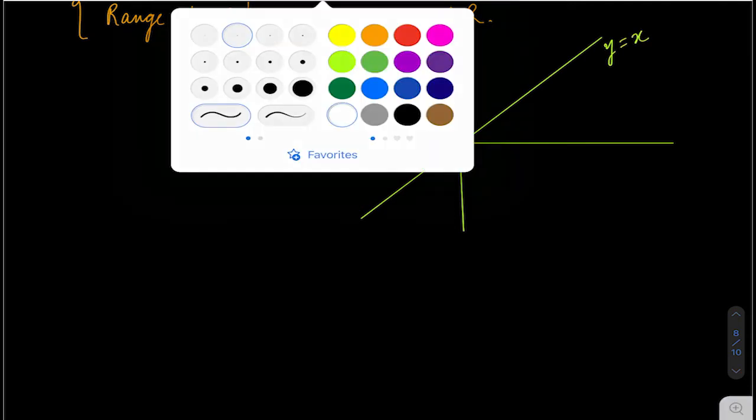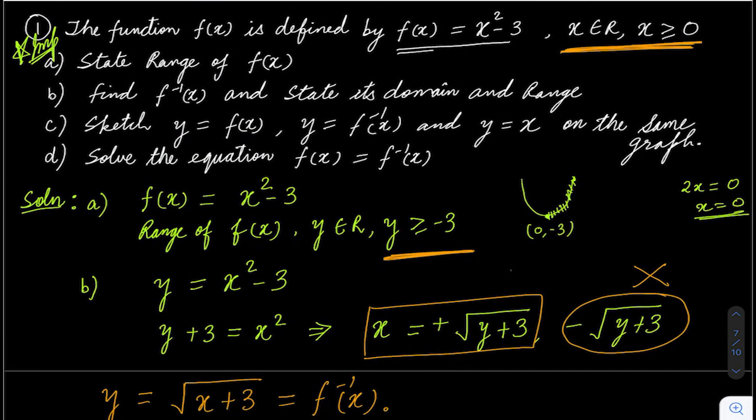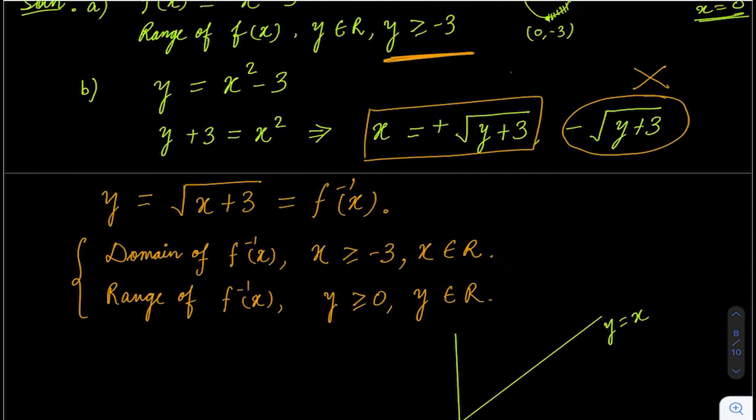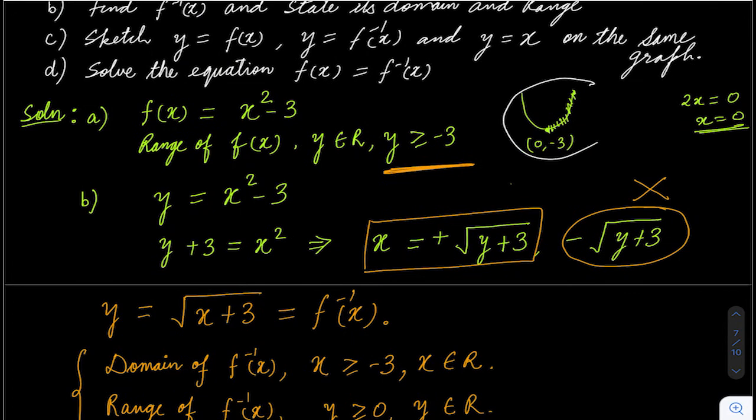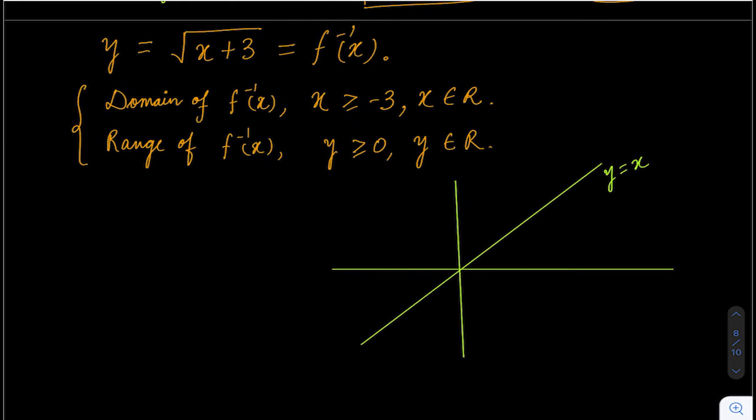Second is, now what is my f(x)? f(x) is x square minus 3 and x is greater than or equal to 0. We know that x square minus 3 is a quadratic. We discussed here also, right? So let's draw the graph. So at 0, its value is minus 3. Let's say this is minus 3, 0 comma minus 3. And after that, it will increase. So it will go like this, right? This is my f(x) graph.